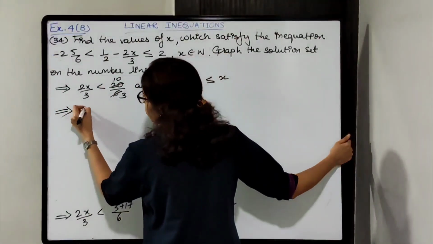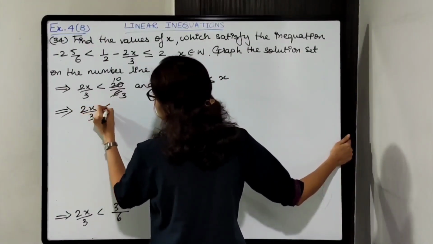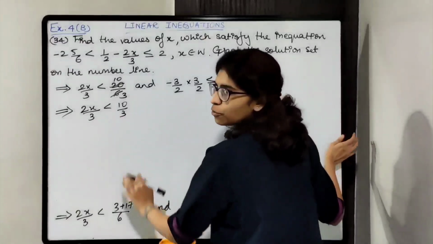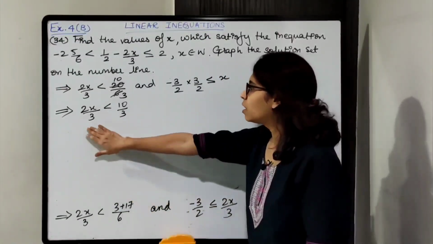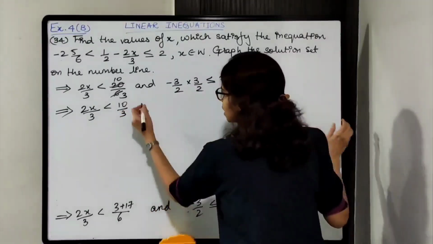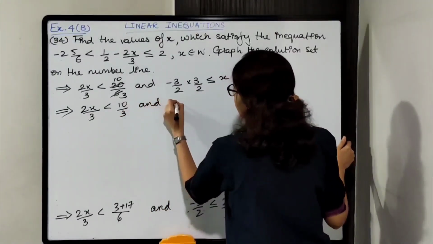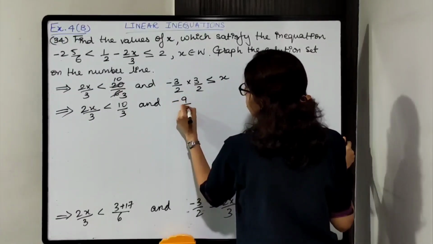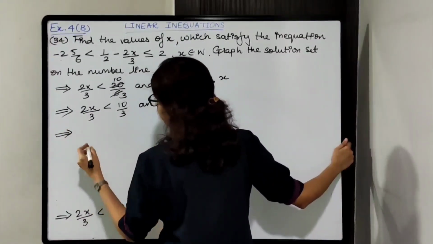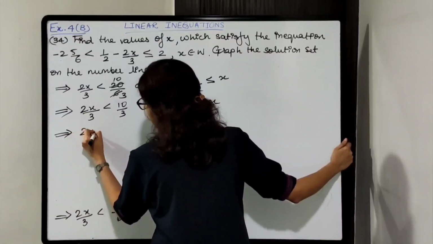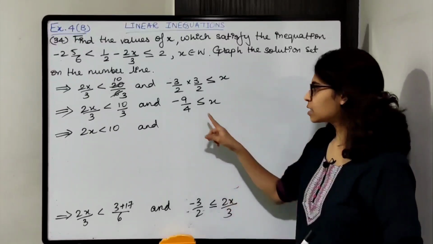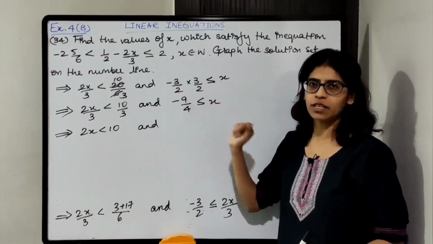So 2x by 3 is less than 10 by 3. In the next step we can remove 3 from both the denominators because both are 3 and the sign is the same, so it will become 2x less than 10. So here, minus 9 by 4 is less than or equal to x, and over here 2x is less than 10. Here we can express this in mixed fraction form because the numerator is greater than the denominator.